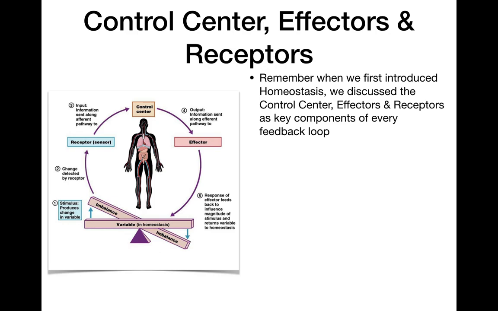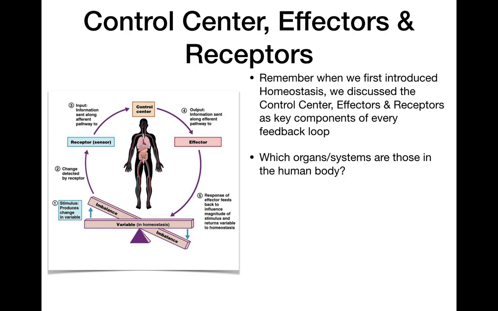Okay, so first thing. When we first talked about homeostasis at the very beginning of this unit, we talked about 3 main components. We talked about the control center, the effector, and the receptor. Receptor, remember, is sometimes called the sensor, and those are the key components of any feedback loop in homeostasis. So today we're going to connect those to actual human body systems and examples. So what systems and organs are those in the human body?